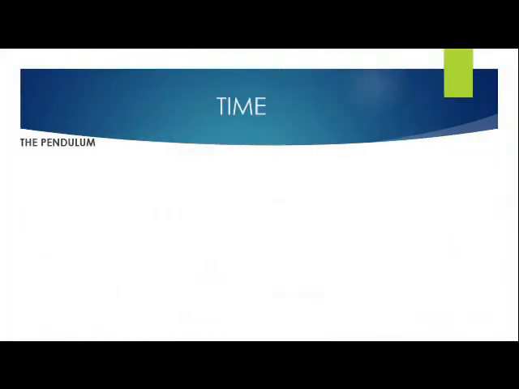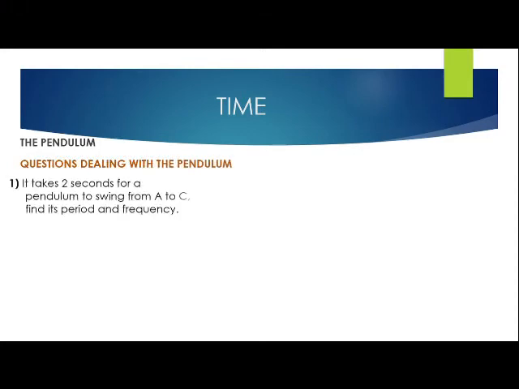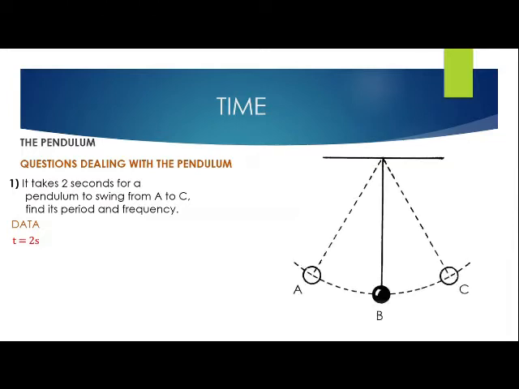Now let's look at some questions dealing with the pendulum. Question 1. It takes 2 seconds for a pendulum to swing from A to C. Find its period and frequency. So our first step is collecting our data. In physics, data is very important. So we get our time, which is plainly stated, 2 seconds. Then we find the number of oscillations. It should be noted that the number of oscillations is just given in a phrase form. Hence, we'll need to figure out how many oscillations were made.